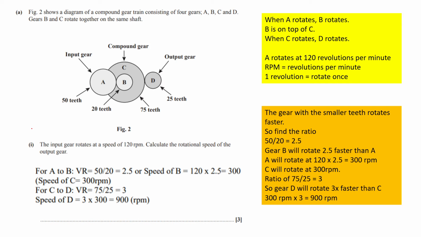Now the ratio of 25 teeth and 75 teeth is 3. You know that B is connected to C, so gear D will rotate 3 times faster than C, because you've got 25 and 75 teeth. It's all about ratios. And then because you know that gear B and C are the same, B and C is rotating at 300 RPM, D is 3 times faster, so it's 900 revolutions per minute.